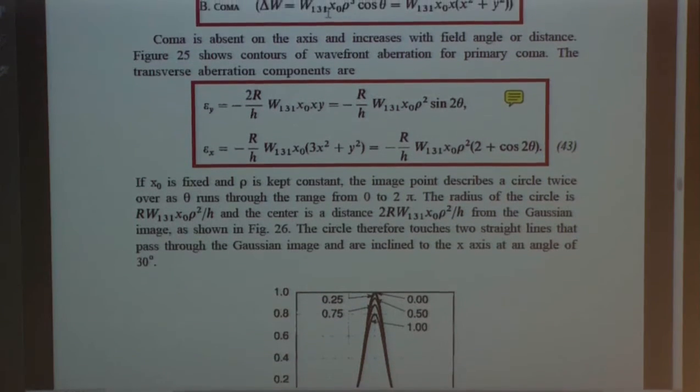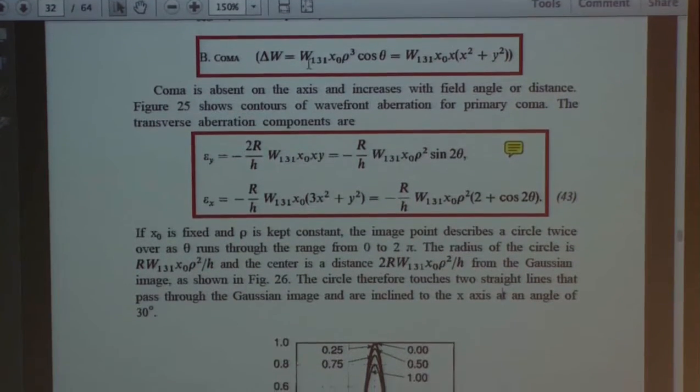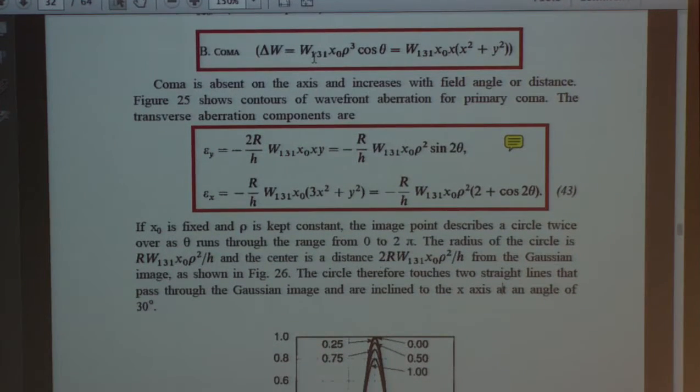So coma here goes as W131. So it's going to have an off-axis. Something off-axis affects it. So it's going to be an x naught, a 3 there, so we have a rho cubed, a 1 there, so we have a cosine of theta. So on axis, coma will not be there because on axis x naught is 0.